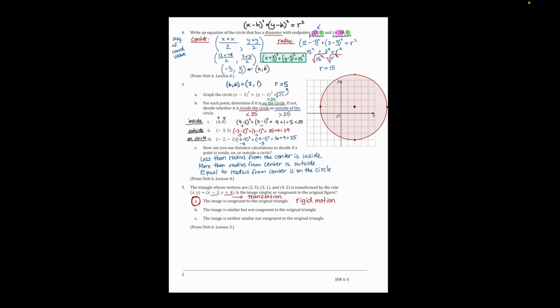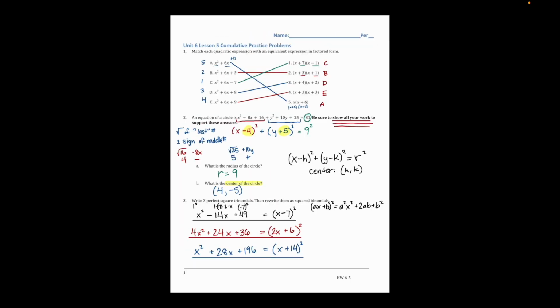And that's it for assignment 6-5. So that's the Unit 6, Lesson 5, Cumulative Practice Problems for Illustrative Math Geometry.